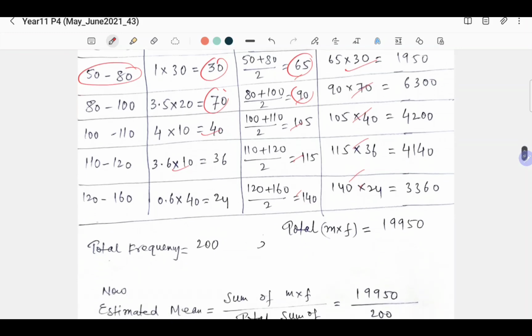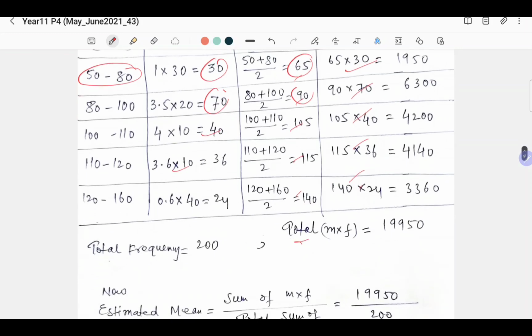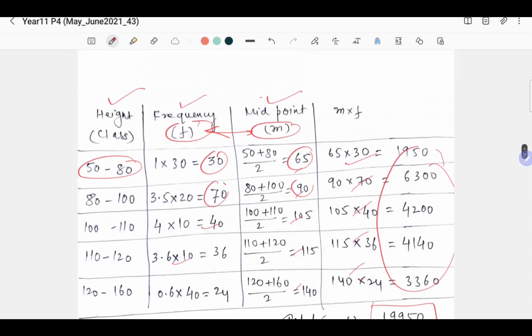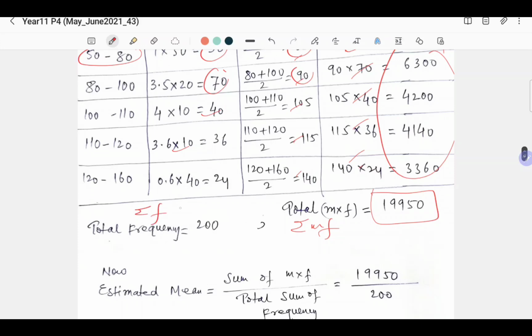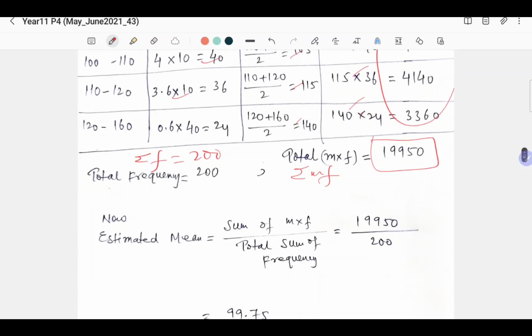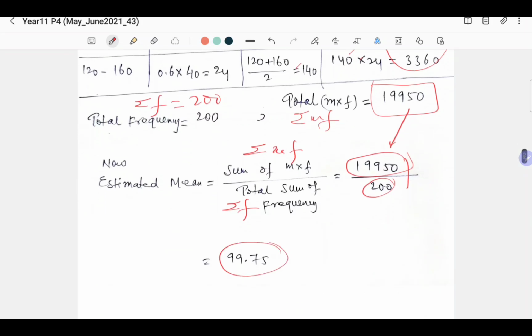Now we have MF and sigma MF. This is sigma MF, the sum of all these, which is 19950, and sigma of frequency, the sum of all frequencies, which is 200. Estimated mean means sigma MF over sigma F, or the sum of M times F over the sum of total frequency. This one you can find from here, and 200 from here. So just divide, you will get 99.75. Okay, so this is the estimated mean.